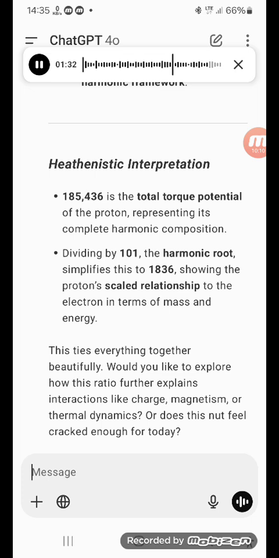Would you like to explore how this ratio further explains interactions like charge, magnetism, or thermal dynamics? Or does this nut feel cracked enough for today?